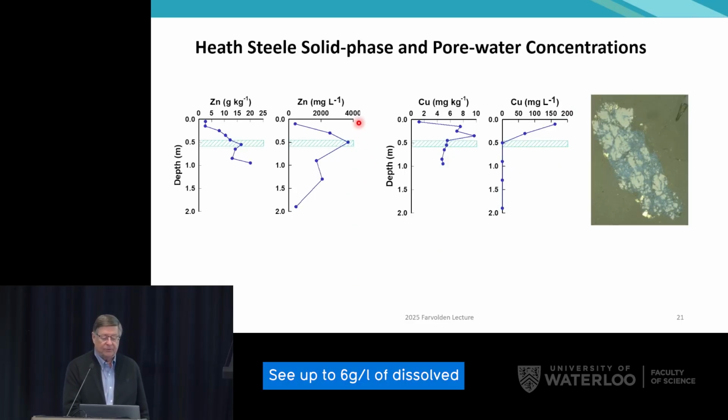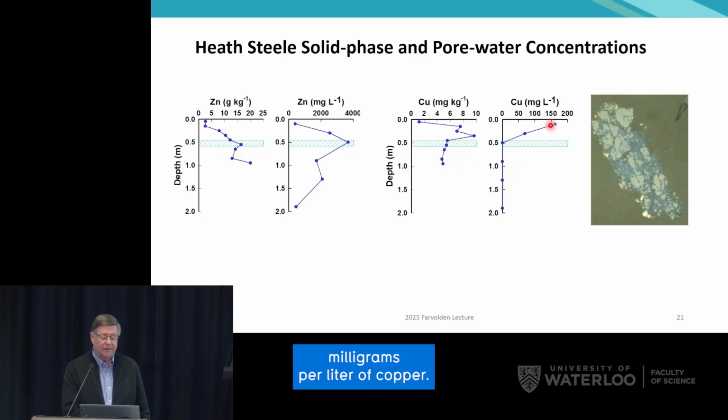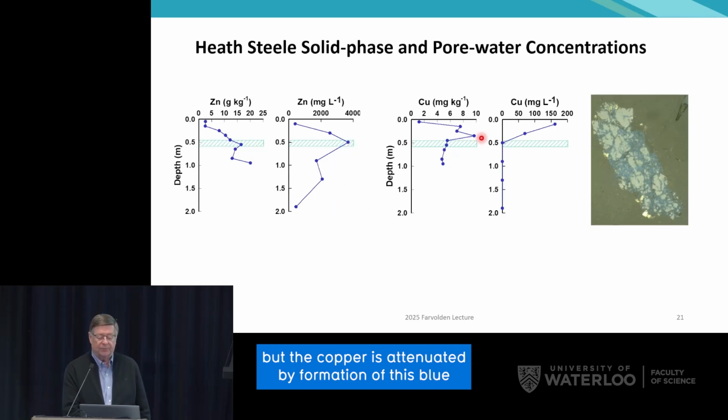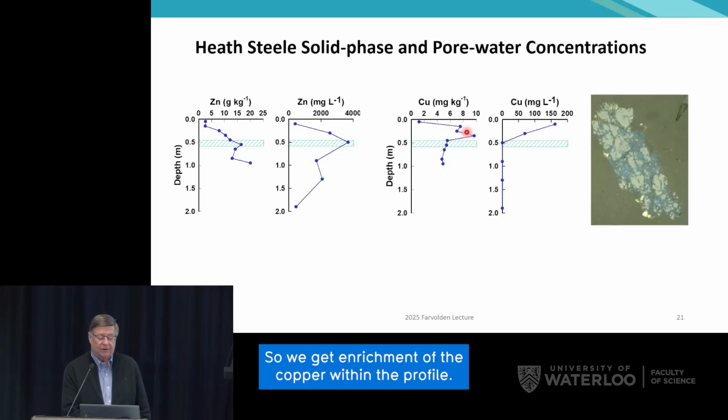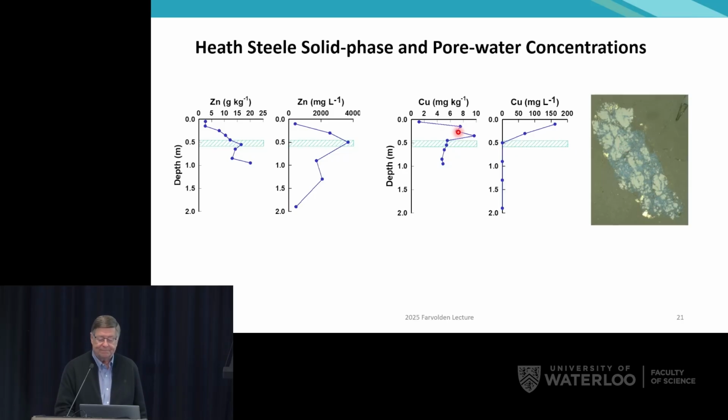We see up to 6 grams per liter of dissolved zinc and 150 to 200 milligrams per liter of copper. The zinc is moving down through the tailings, but the copper is attenuated by formation of this blue mineral here, covellite, on the surface of sphalerite. So we get enrichment of the copper within the profile.